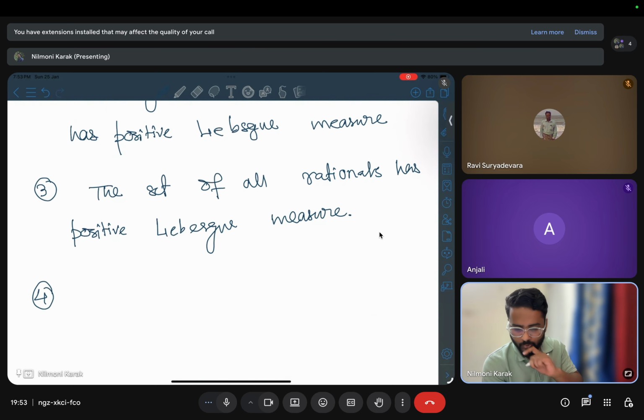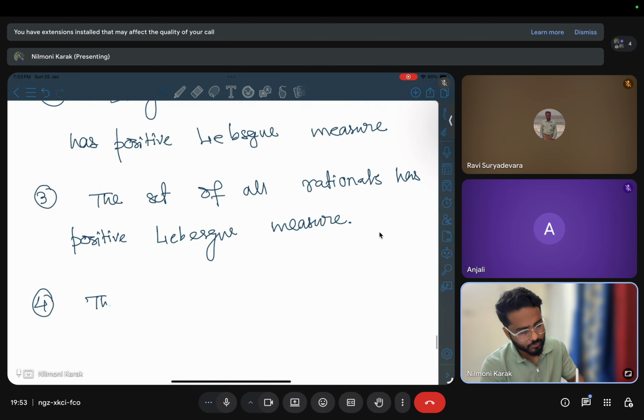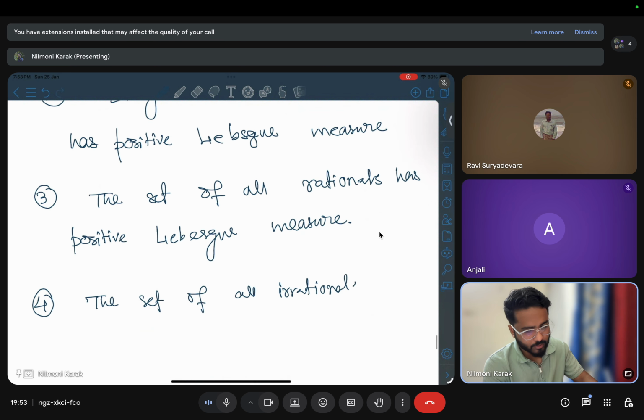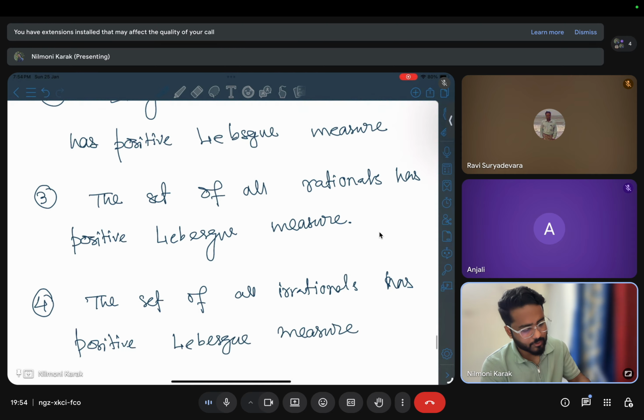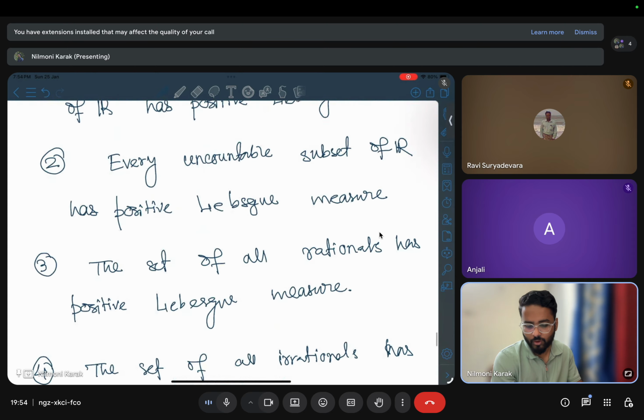Okay, the set of all irrationals. Okay, the set of all rationals has positive Lebesgue measure. So do you have any idea how to solve it?